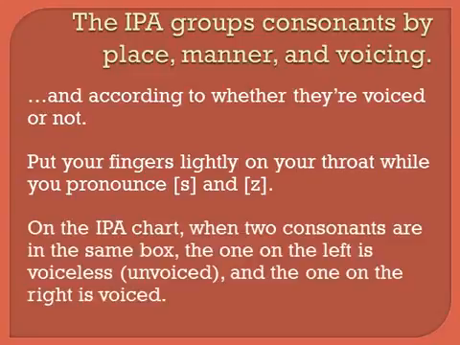On the IPA chart, whether it's the one from the Leboff chapter or the full chart, when two consonants are in the same box, the one that's on the left is voiceless, meaning the vocal folds are not vibrating, it's unvoiced. And the one on the right is voiced, meaning it engages the vocal cords.